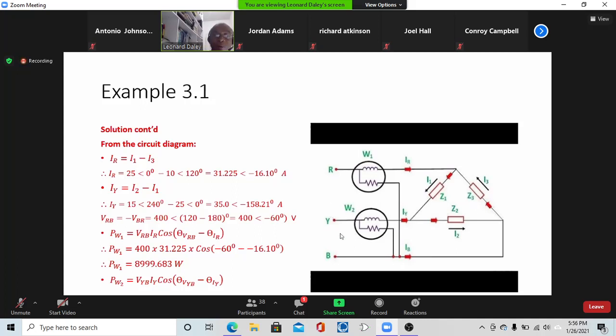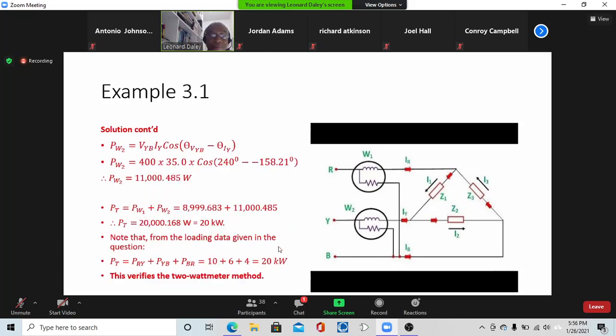We need now to find out what wattmeter 2 is reading. So we go back to the equation that is governing its operation. So it's VYB times IY times the cosine of the angle for VYB minus the angle for IY. All right, and then we substitute in the data that we know. VYB is at 240 and IY is at minus 158.21.